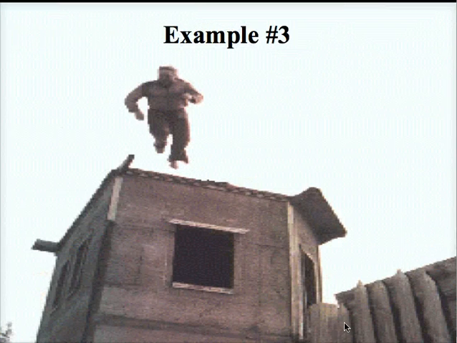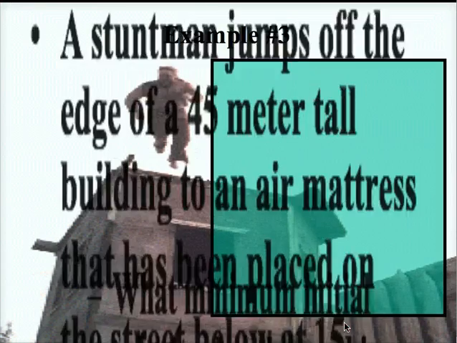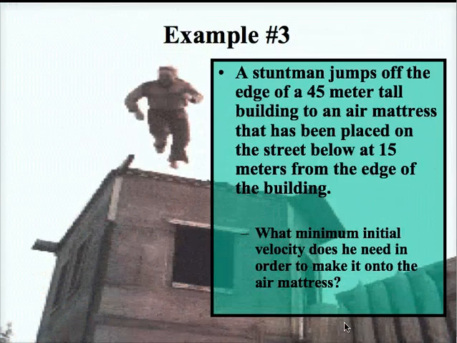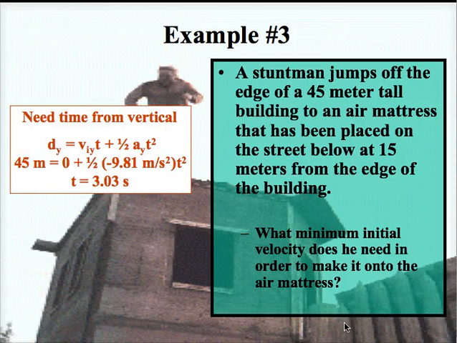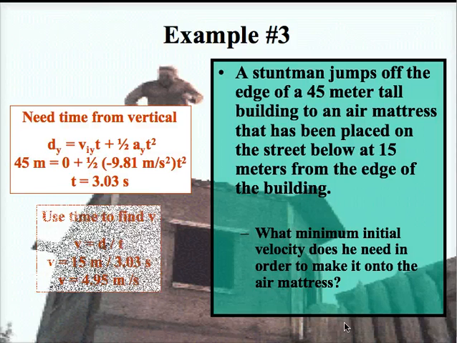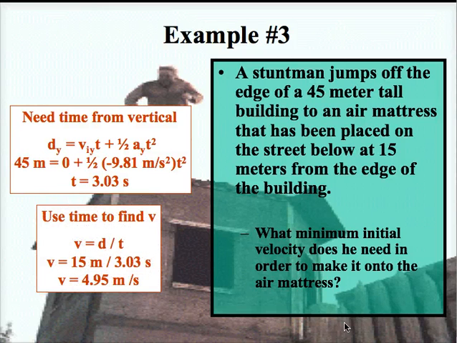How about this one? This is a stunt guy, jumping off of a building onto an air mattress that's been placed at the edge of the building on the street, 15 meters below the edge of the building. What minimum initial horizontal velocity does he need in order to make it onto the air mattress? Well, again, we use the vertical to find the time. It's going to take him 3.03 seconds to hit the ground. So, knowing he has to travel 15 meters horizontally, we can use v equals d over t to figure out that he needs to be traveling horizontally at 4.95 meters per second.